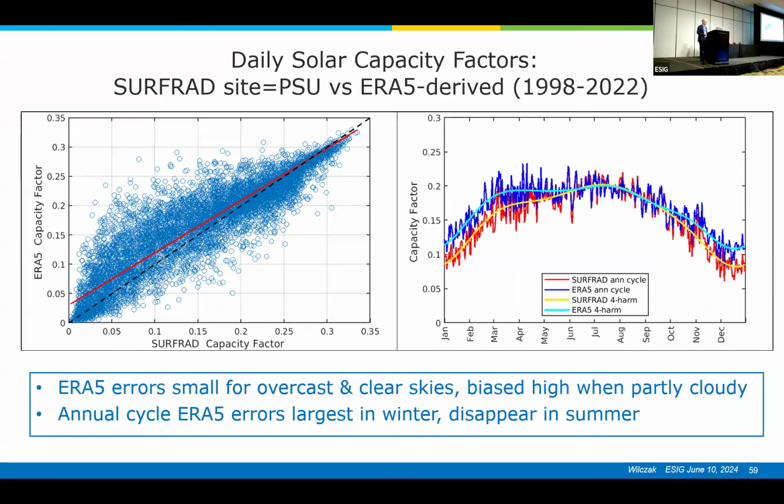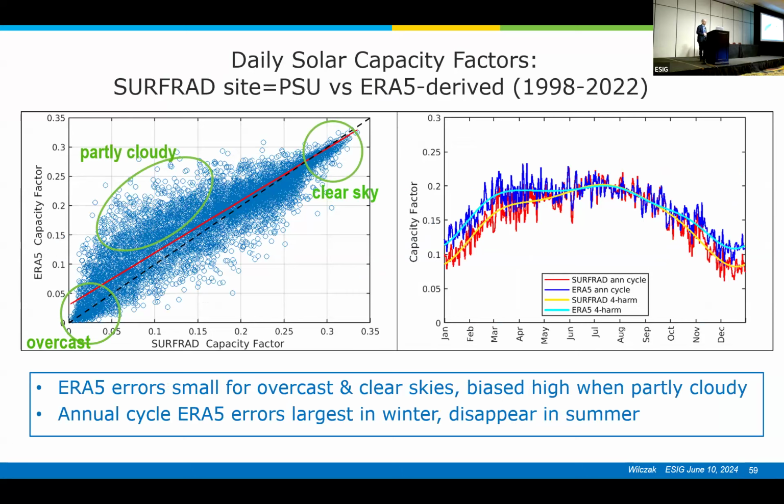And that is shown here in this plot, where the left is the scatter plot of the ERA-5 versus SURFRAD PSU site solar capacity factors. And you can see that for overcast conditions, the ERA-5 actually does pretty well. And also for completely clear sky conditions, it does pretty well. But for these mid-range values that include partly cloudy conditions, the ERA-5 is biased high.